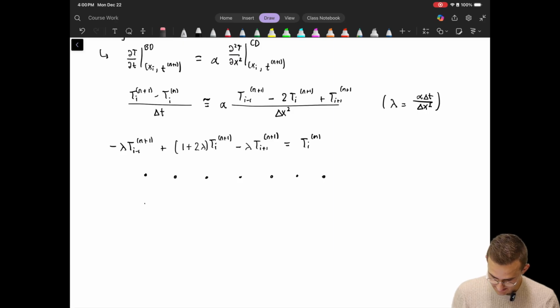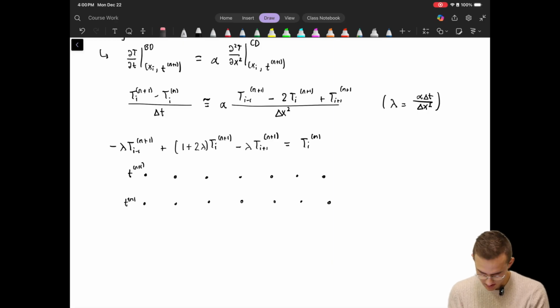But then in this case, we're not just averaging up the previous time step values, we're also averaging up the current time step values. So we have t n plus 1 here, and then tn, so the time axis is going up and down. And then we have, let's say this is xi, this is xi plus 1, and this is xi minus 1.